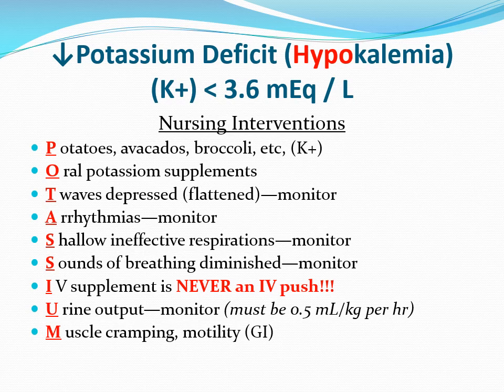Nursing interventions, think potassium. We're going to have them eat different kinds of potassium-rich foods such as potatoes, avocados, broccoli. Oral potassium supplements. We're going to watch for the T-wave depression and for arrhythmias. We're also going to watch for shallow, ineffective respirations and diminishing breath sounds. We're going to give IV supplements, again, never IV push. And then urine output. We're going to monitor closely, and muscle cramping and motility in their GI. We're going to watch those things.